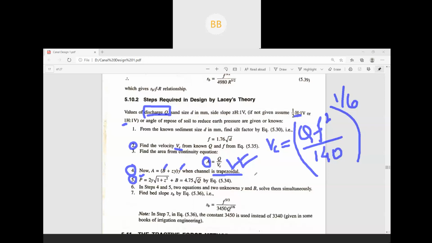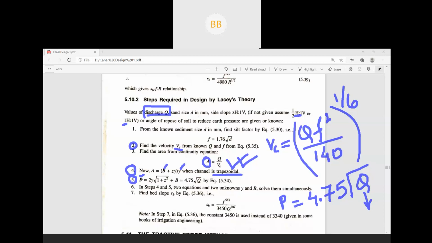But we can also find the wetted perimeter by this equation: wetted perimeter is equal to 4.75 root over q. So in step number 5, first we find the wetted perimeter using this expression, as q is known to us. Since q is known to us, we can directly find the wetted perimeter.